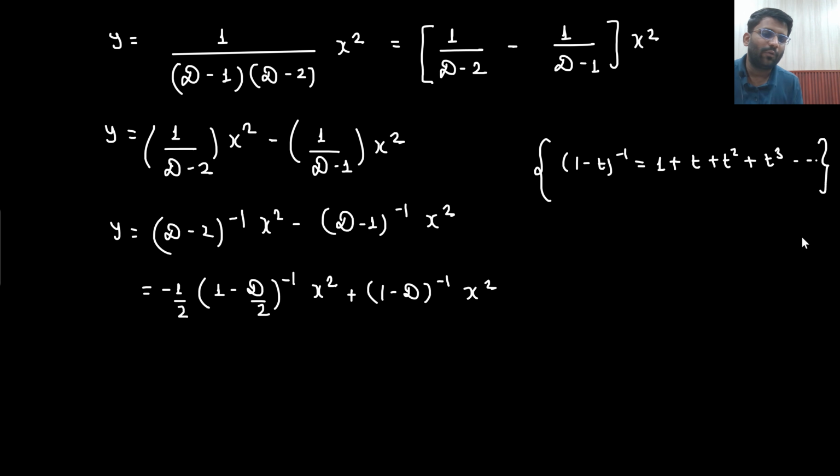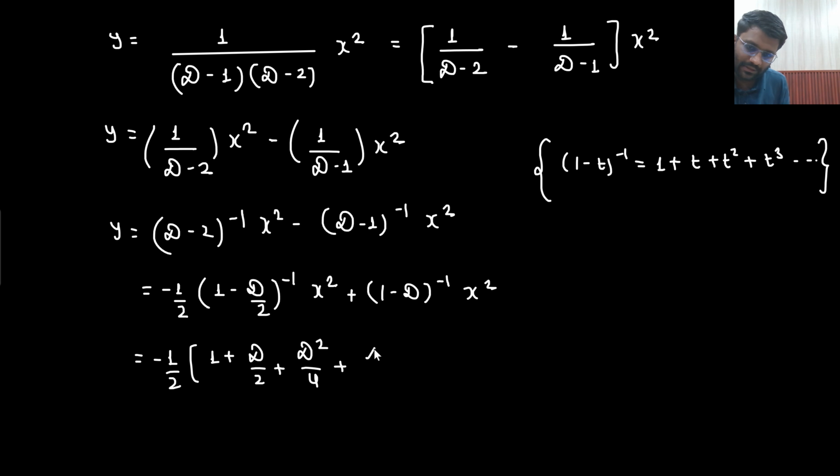Let me know till what point you will expand. This is your minus 1 by 2, I will expand it. Let's expand it first. So 1, this minus sign comes inside, plus 1 by 2 plus d square by 4 plus d cube by 8. Basically what you are doing is 1 plus d by 2 plus (d by 2) whole square plus (d by 2) whole cube and so on.